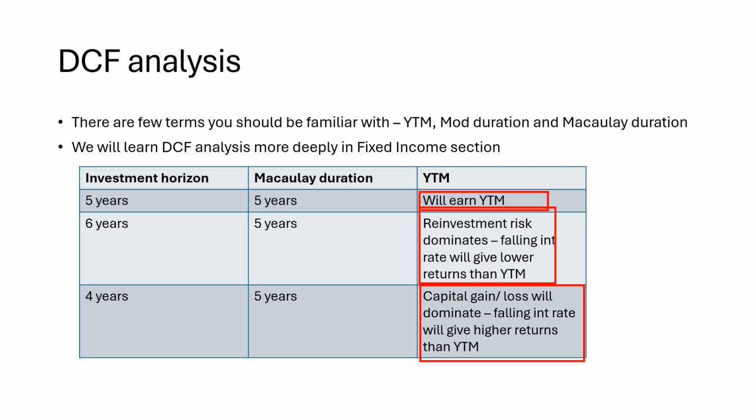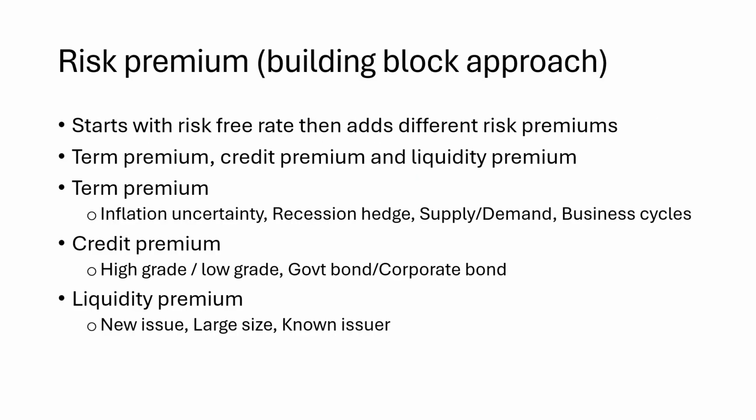Then the next thing, we will do the DCF analysis in fixed income later on. The second approach for fixed income return forecasting is the risk premium approach, also known as the building block approach, because it starts with the risk-free rate and then we add different risk premiums to it: term premium, credit premium, liquidity premium. And we need to forecast these premiums and know what are the things which affect these premiums.